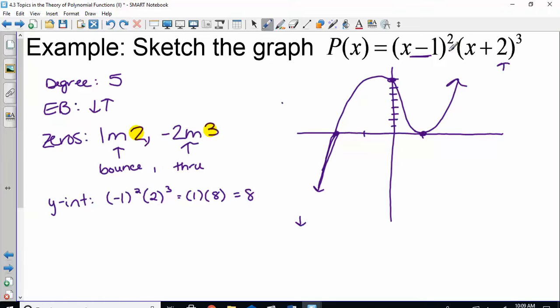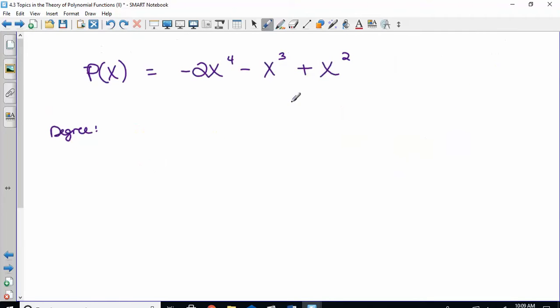Cool. We have to add them together when it's in factored form. But if our terms are added and subtracted, the degree is just the highest power. Alright, everybody with me here? So my highest power here is 4.